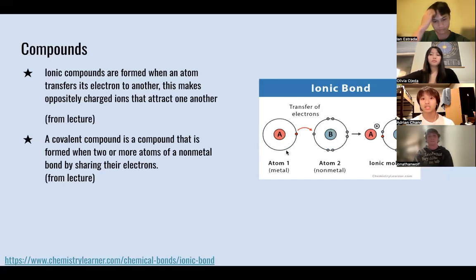Fentanyl is classified as a covalent compound. It is an ionic compound because there are only nonmetals involved in the production of fentanyl. And in ionic compounds, oppositely charged ions and the attraction between them is what forms an ionic bond.